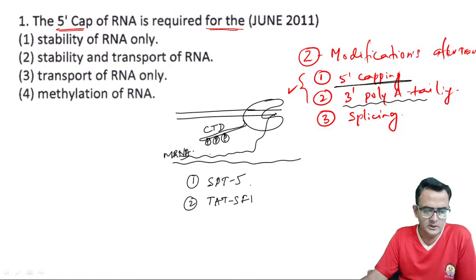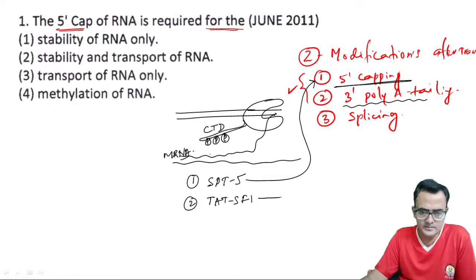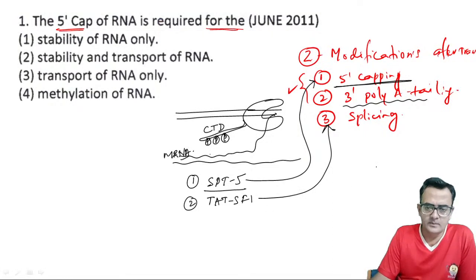Here the function of spt5 is to recruit the 5' capping enzymes, I mean the enzymes responsible for the 5' capping. So spt5 helps in the capping, and TAT-SF1 helps in the splicing. Just keep this in mind, spt5 and TAT-SF1. Then we discuss 5' capping and 3' polyadenylation in the next slides.